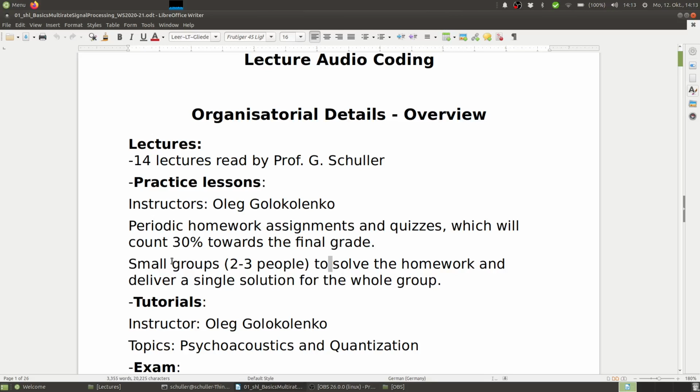Right. So you should build small groups, like 2 to 3 people, to solve the homework, although the quizzes need to be done individually. But the homework assignments are programming assignments, and they are best done and checked by having groups of 2 to 3, although individually you can also do it if you want.